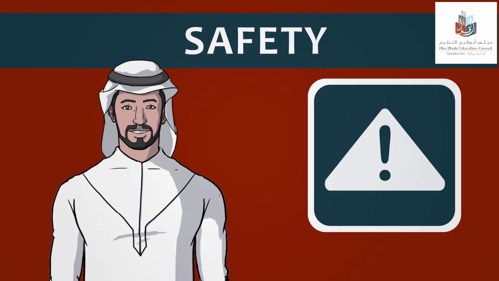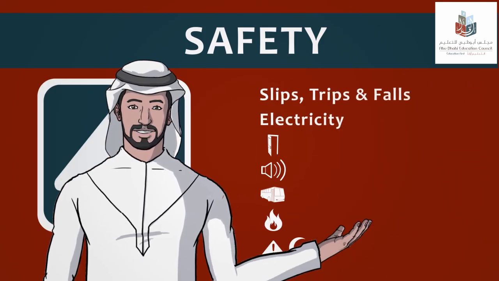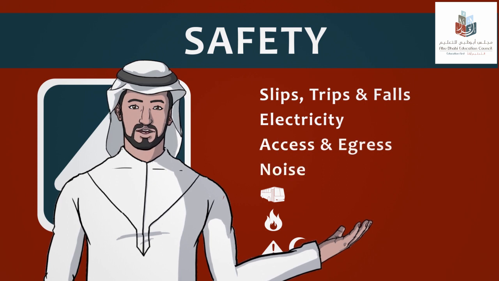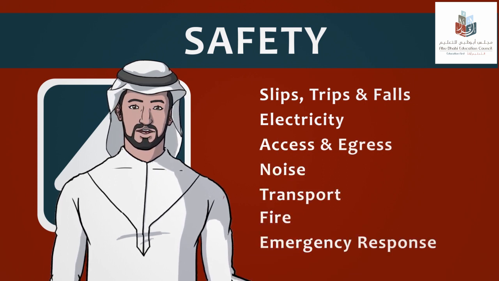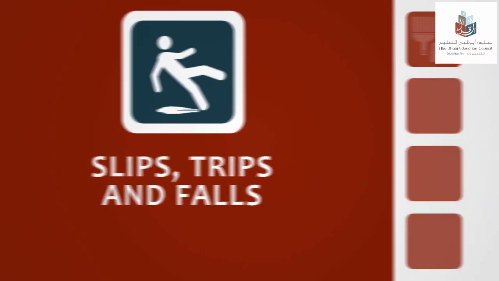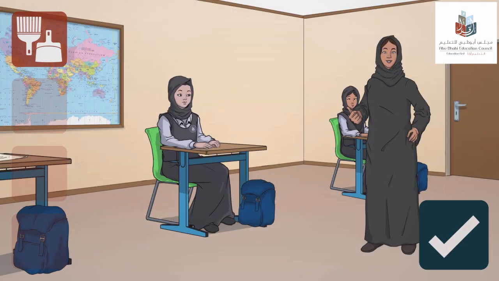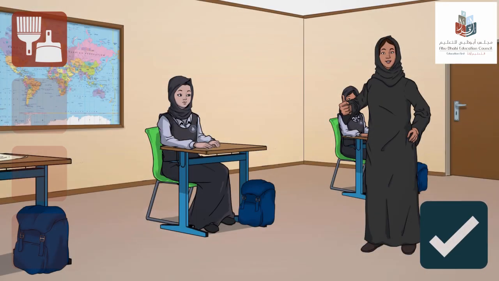Common safety hazards in our school include slips, trips and falls, electricity, access and egress, noise, transport, fire, and emergency response. Slips, trips, and falls. Slips, trips, and falls can result in injuries such as broken bones, cuts, and bruises. This is why it's important to maintain good housekeeping in all areas of our schools.